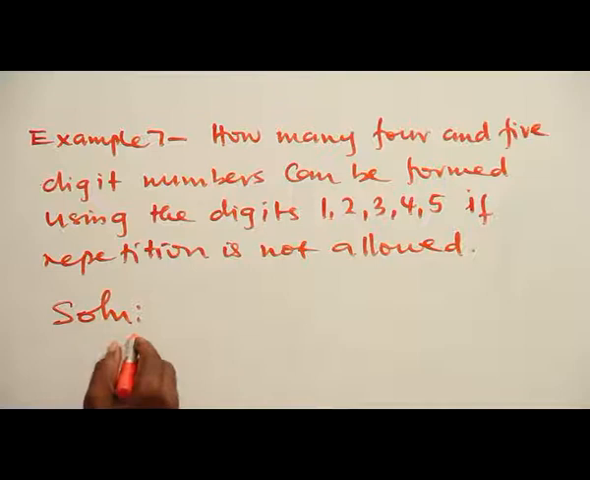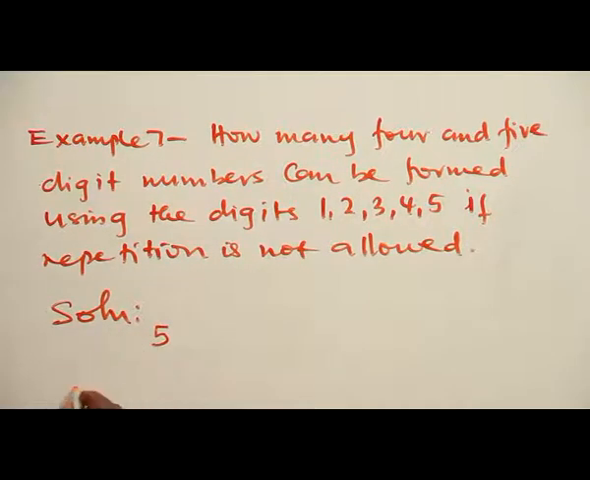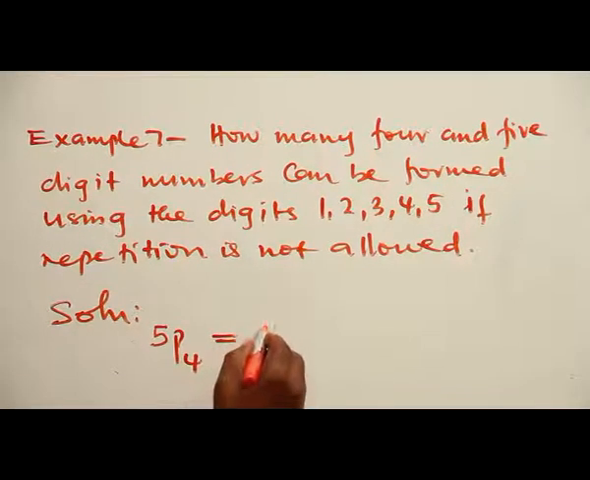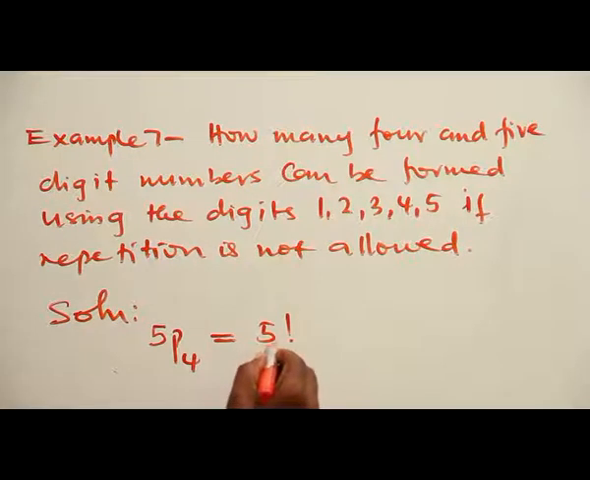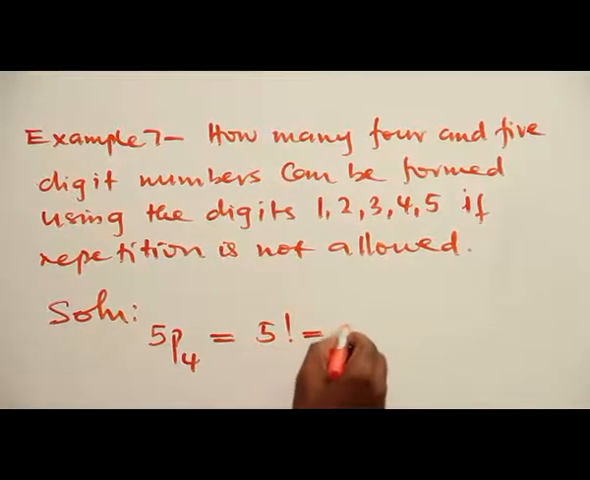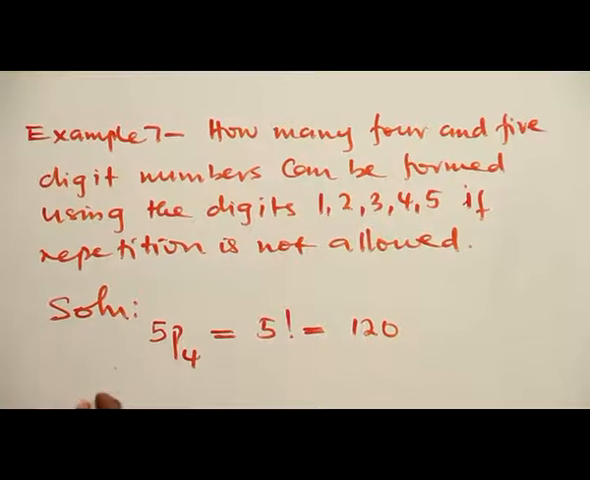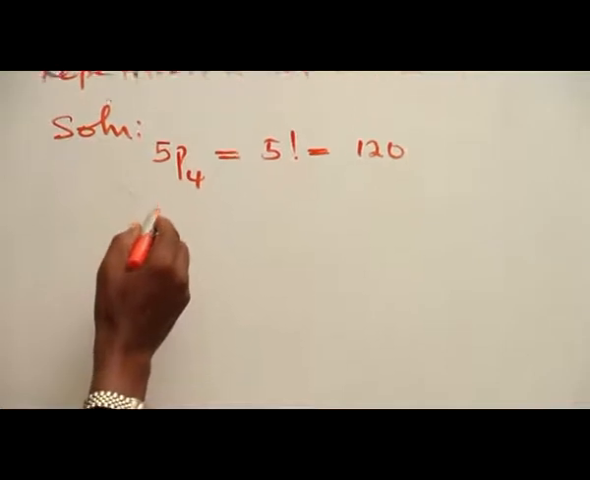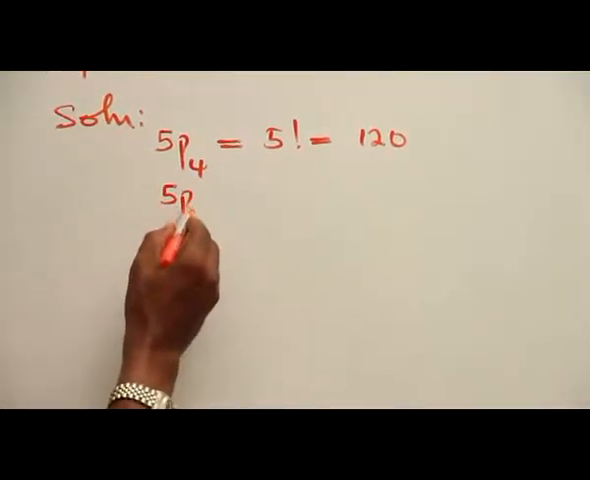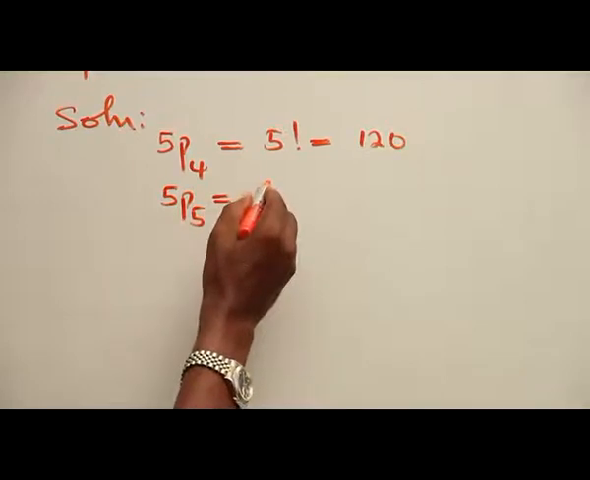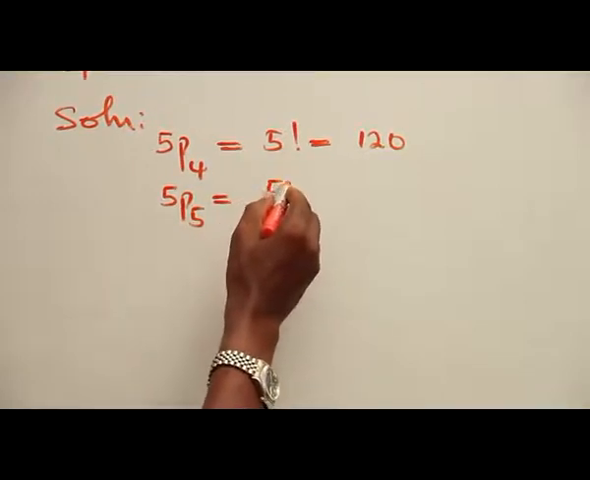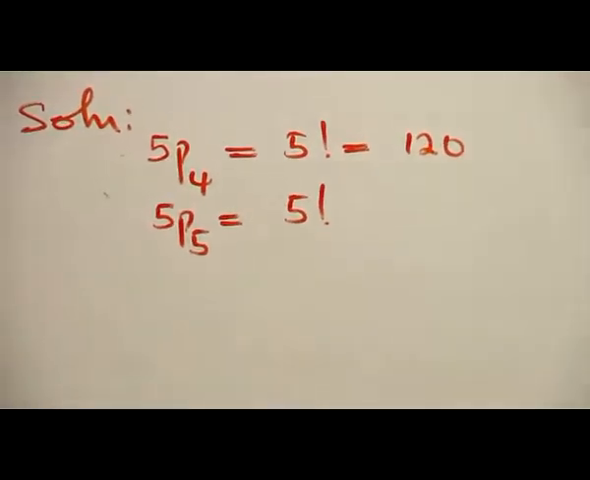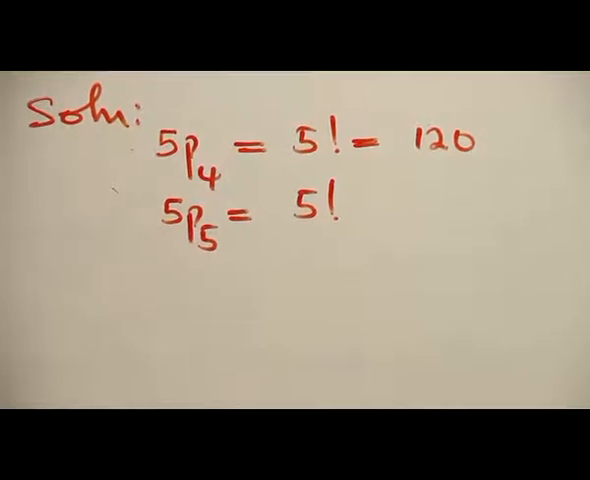So out of the 5 digits, we can permute 4, and this will give us 5 factorial, and that will be equal to 120. Then out of the 5 digits, we can also permute 5 digit number, so 5 permutation 5, which again will give you 5 factorial, and 5 factorial is also equal to 120.